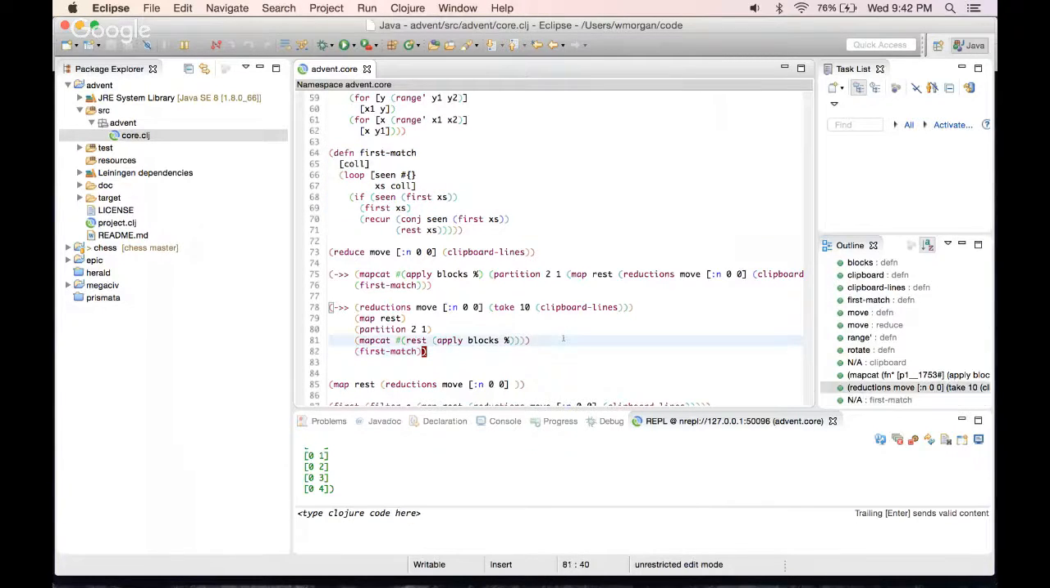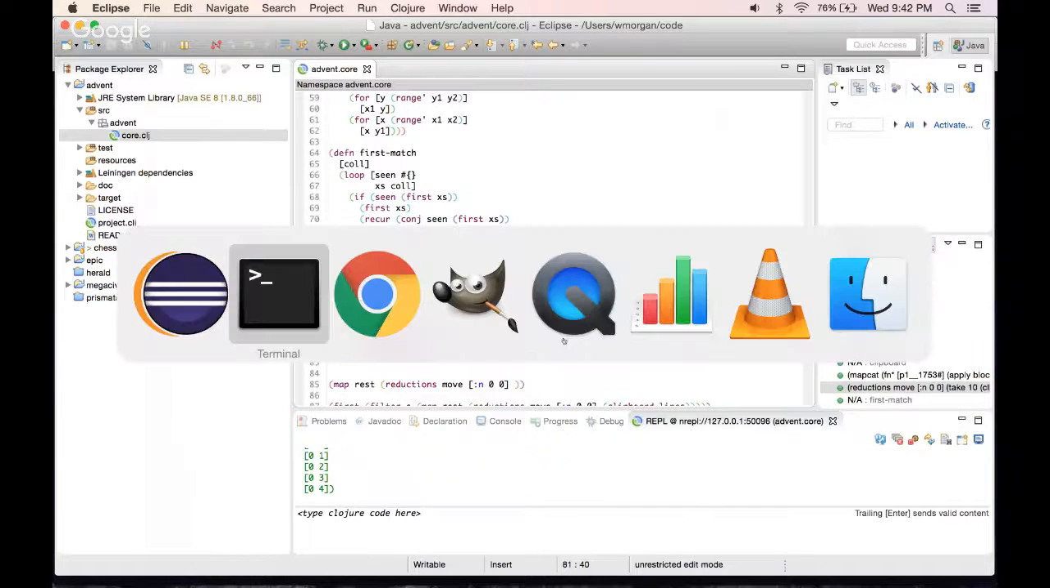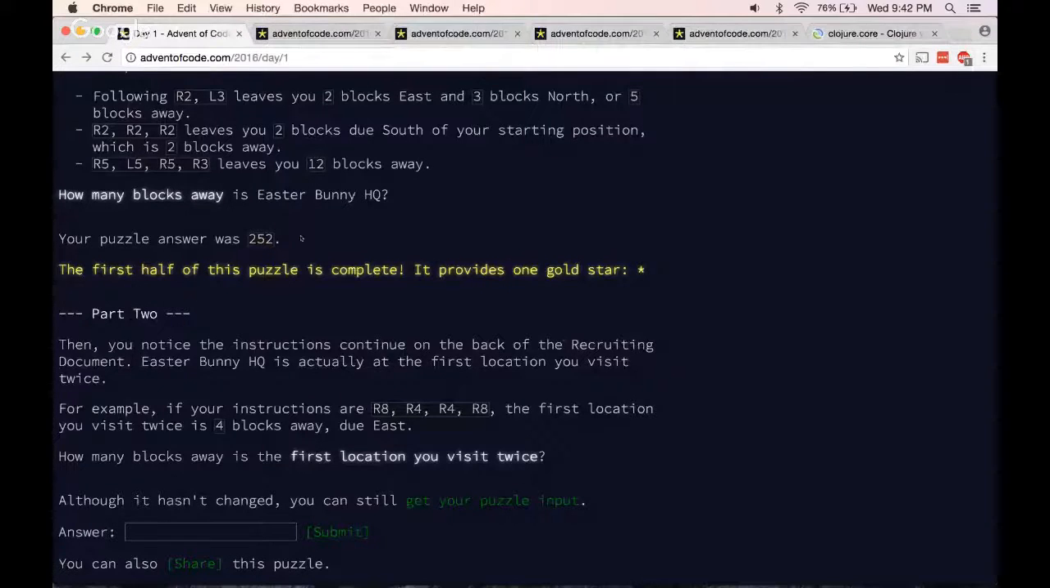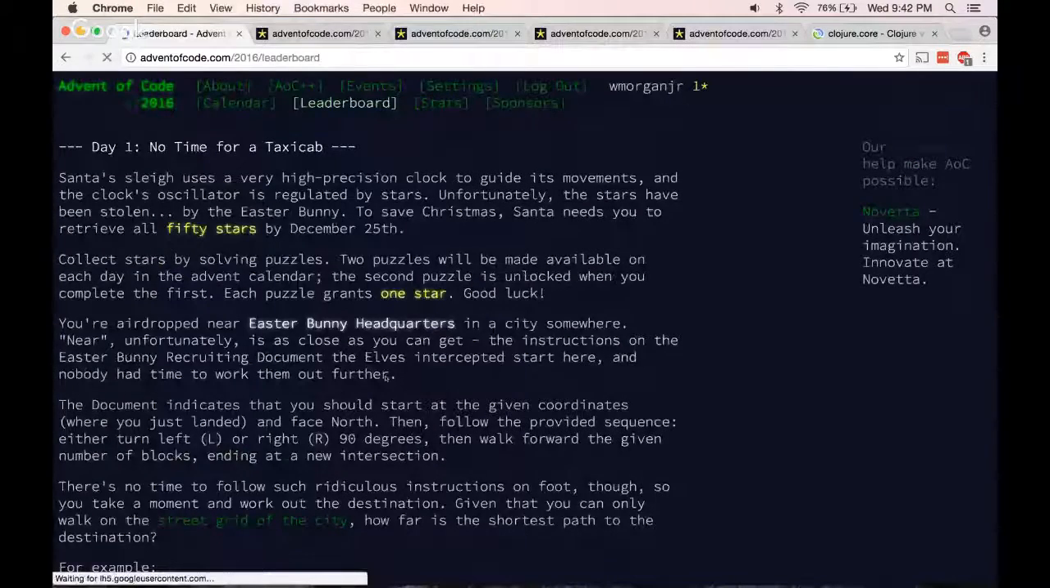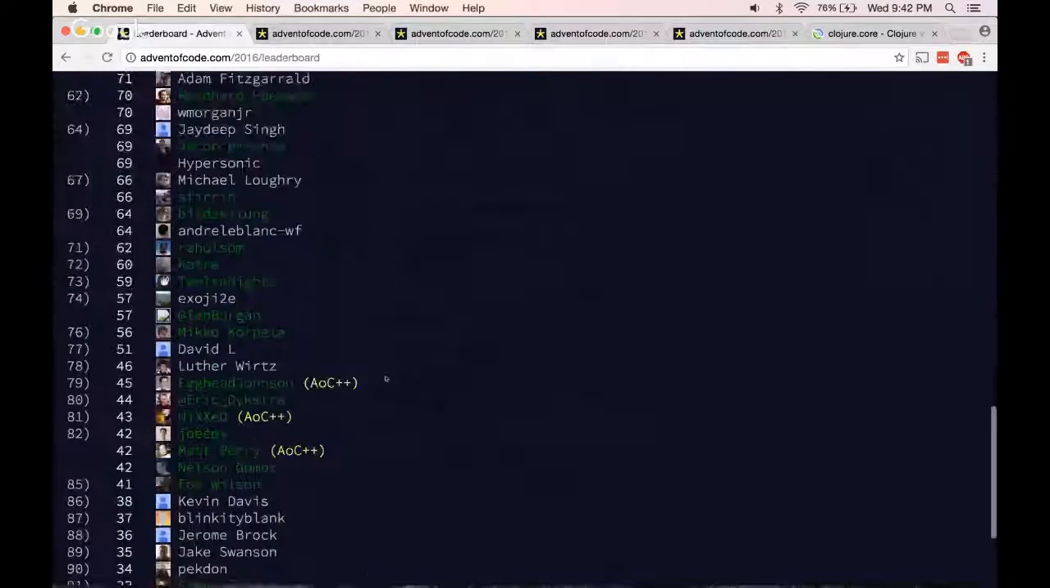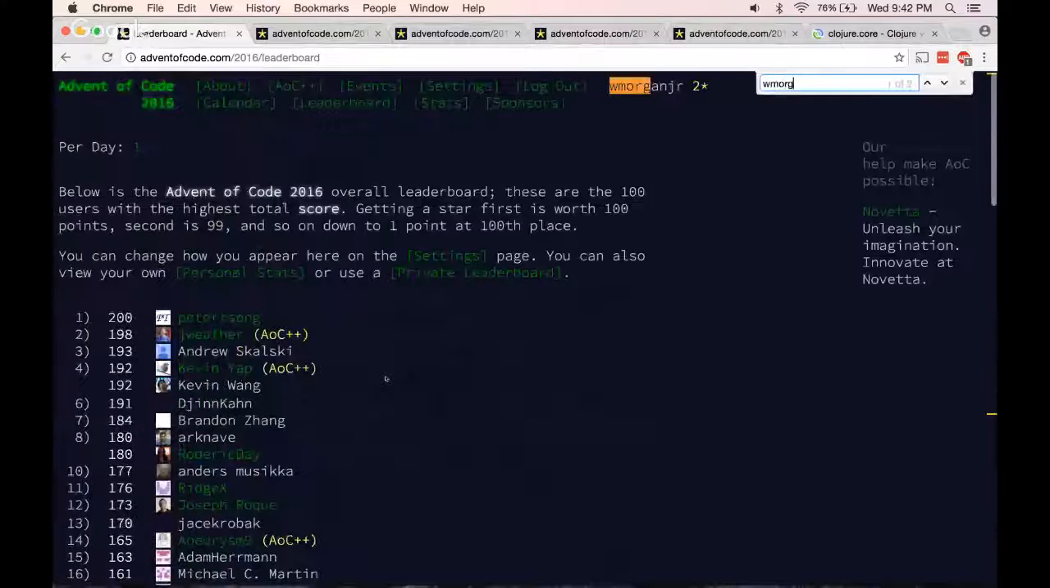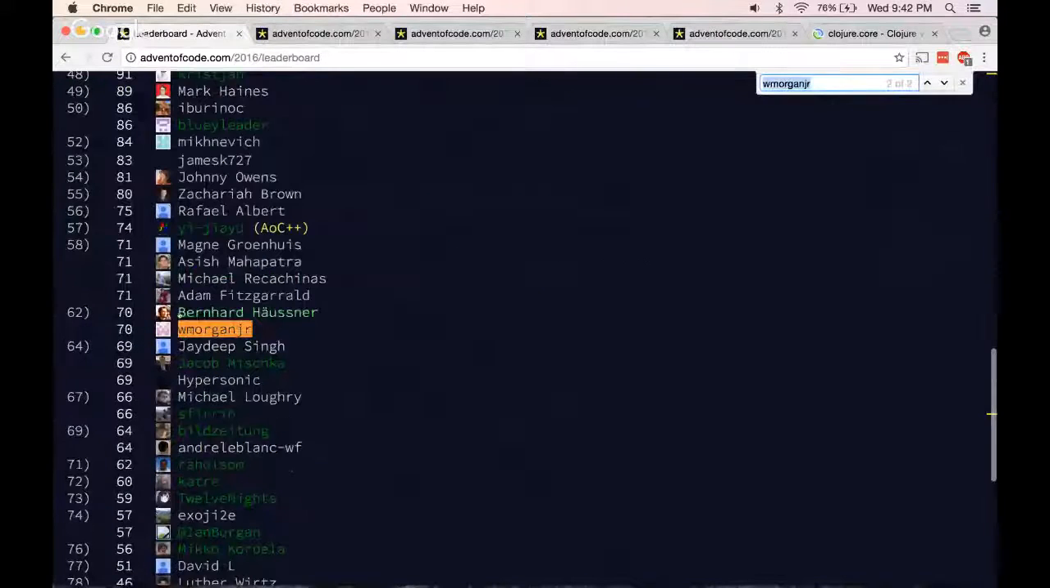All right, well, that was a lot of fun. That was more challenging than I expected for a day 1 problem, but I did get a couple of points. Let's see if I'm on the leaderboard. I am. Looks like I'm tied for 62nd place.